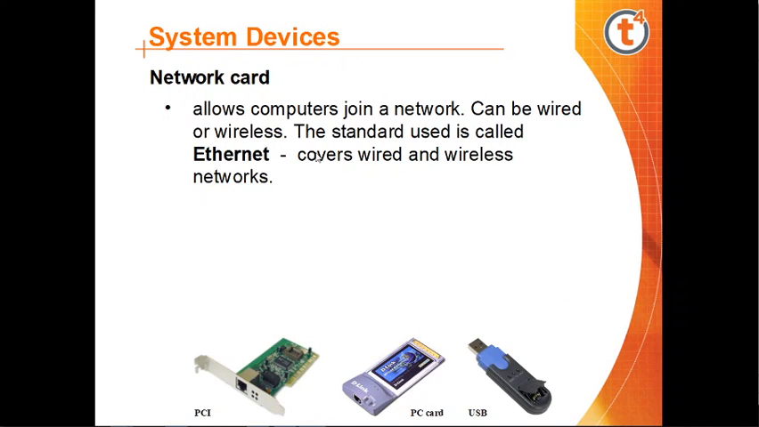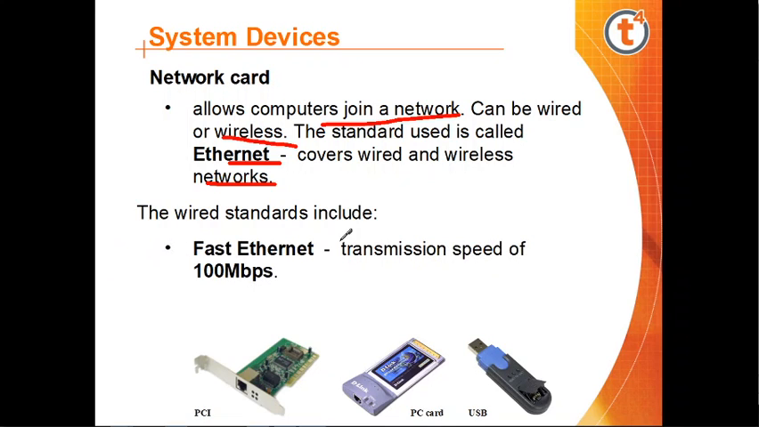A network card allows a computer to join a network, which can be wired or wireless. The standard used is called Ethernet, which covers wired and wireless networks. You can see here the PCI card and the PC card are available. USB also is there. Some of the standards here: we have Fast Ethernet with a transmission speed of 100 Mbps.